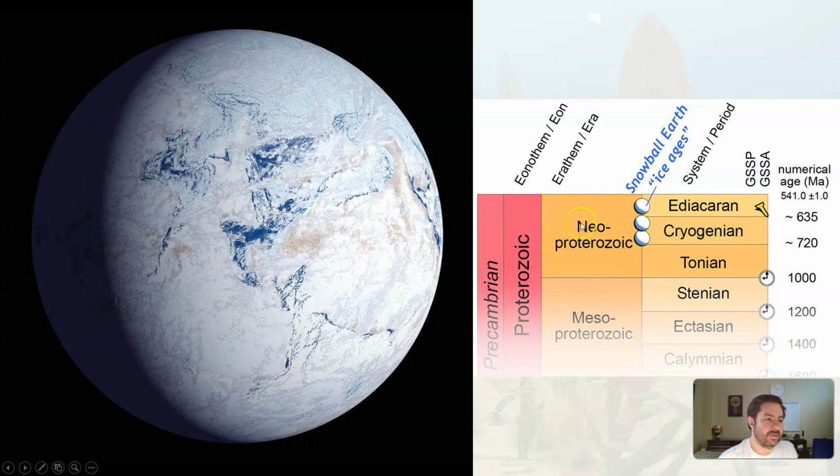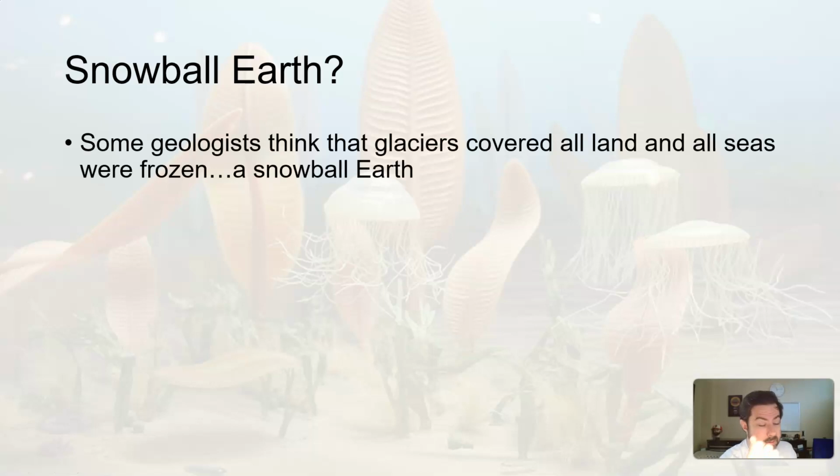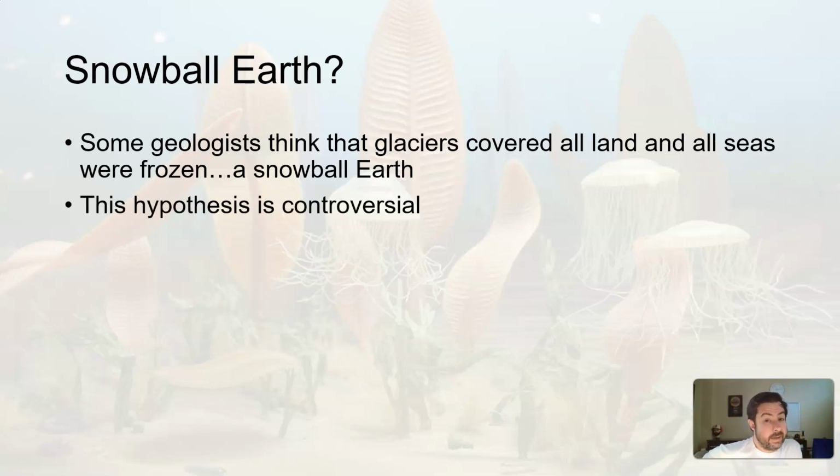And so again, this happened in the Neoproterozoic, and may have corresponded to the supercontinents. Rodinia and Pannotia are right in between. Again, the geosphere affects the hydrosphere, affects the atmosphere, and so on and so forth. So, some geologists, again, it's just a hypothesis, it's not set in stone, no pun intended, think that glaciers covered all land and all seas and created a frozen Snowball Earth. Again, it's still a hypothesis, and it's controversial, and it's being debated.